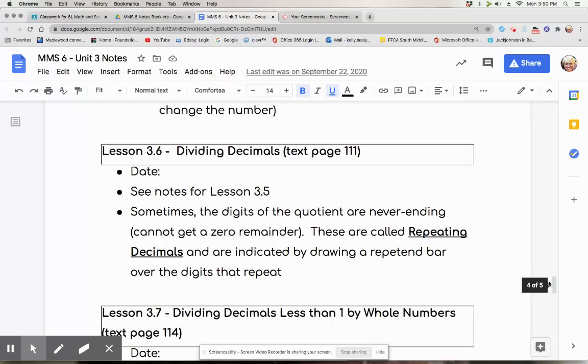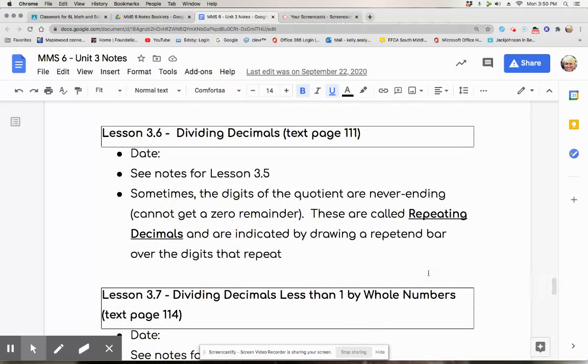Lesson 6 says, sometimes the digits of the quotient are never ending, and you cannot get a zero remainder. These are called repeating decimals, and they are indicated by drawing a repetend bar over the digits that repeat. So instead of writing 1.2222222, you would just write 1.2 and put a repetend bar over top of the 2.